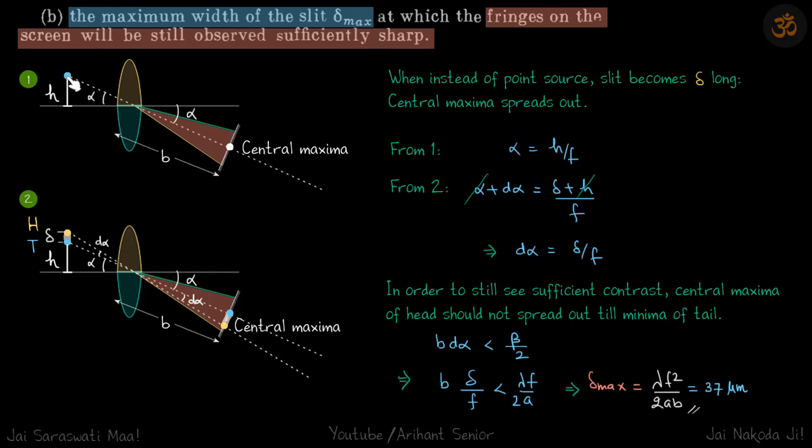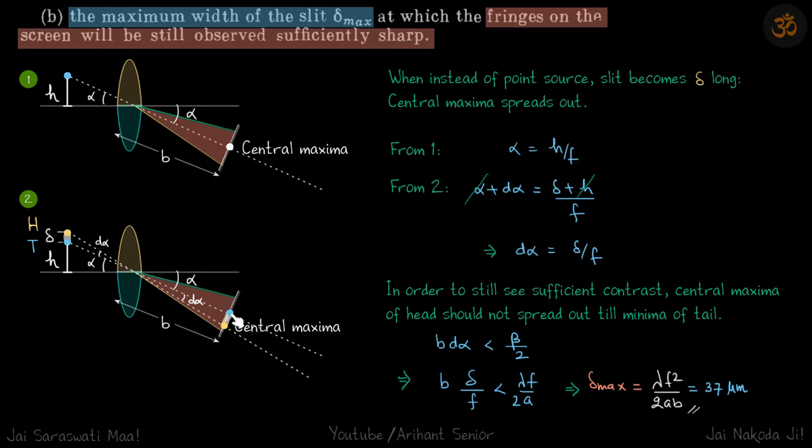Now when the slit is a bit larger, so let's say it is of the height delta. So because of this bottom, let's say the tail end of this slit, the maxima will form here at the original location. And because it is extended now to a height delta, the head end will cause a central maxima here. So let's say this angle is d alpha. So central maxima also shifts by an angle d alpha.